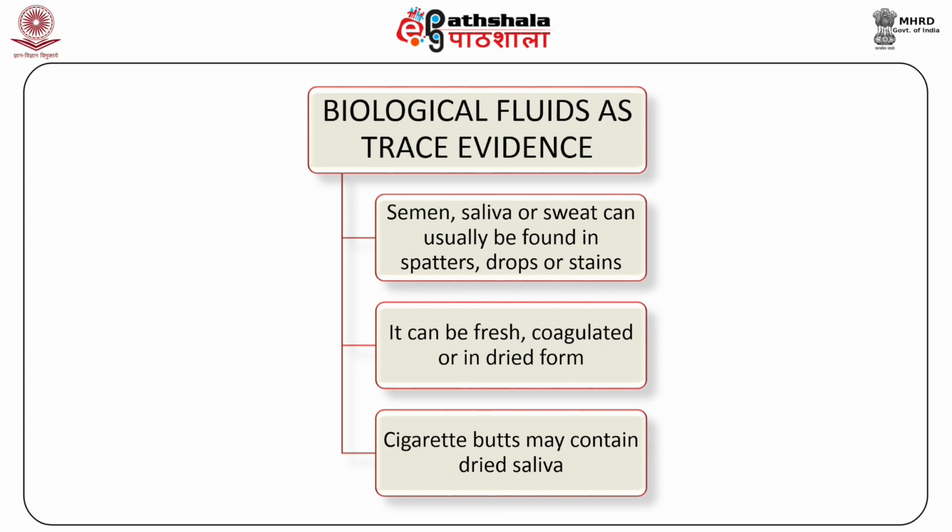Fluids. Semen, saliva, or sweat can usually be found in spatters, drops, or stains. It can be fresh, coagulated, or in dried form. For each form, its own particular method of collection and preservation is used. Bodily fluids such as vomit can be found at scenes involving alcohol, drugs, and poisons. A cigarette butt found at the crime scene may contain dried saliva. Semen containing sperm is particularly valuable for DNA analysis. Biological evidence must be transported to the lab quickly.